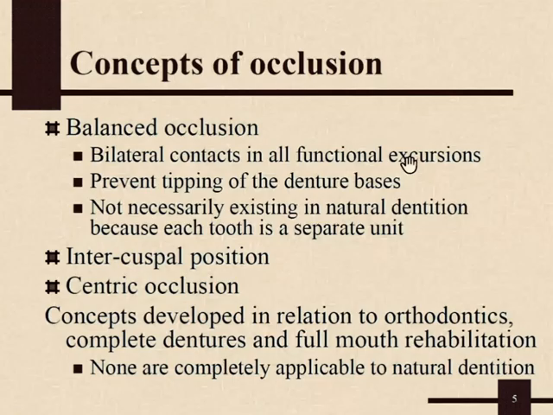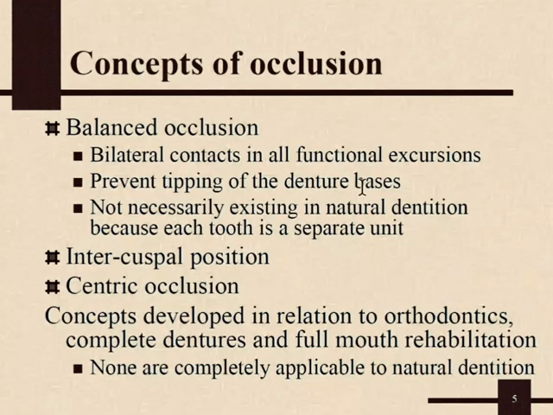We have contacts on both sides, bilaterally. It will prevent any tipping of the base of the denture, and it doesn't necessarily exist in the natural dentition. Balanced occlusion we use mostly in denture bases. What this means is that when we rehabilitate a new full occlusion for the patient, we don't have natural teeth, we have artificial teeth for a toothless, or what we call edentulous, patient without teeth.